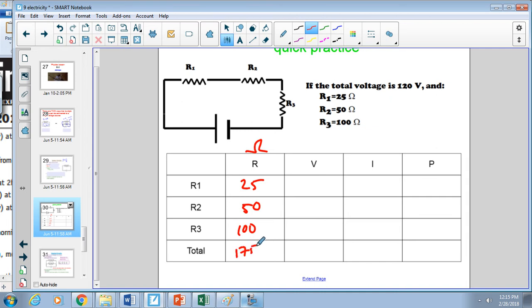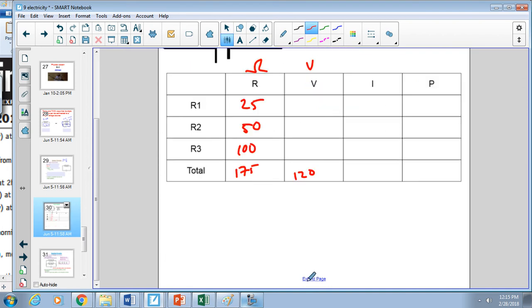Voltage, on the other hand, we only know the total. The total is 120, measured in volts. We don't know the voltage across 1, 2, or 3, but we can find it, and I'm going to show you the quick way to find it. In order to do that, what you need to do first is figure out current using Ohm's law. We take our voltage, 120, divided by 175, and that'll give us our current, which should be roughly 0.686.